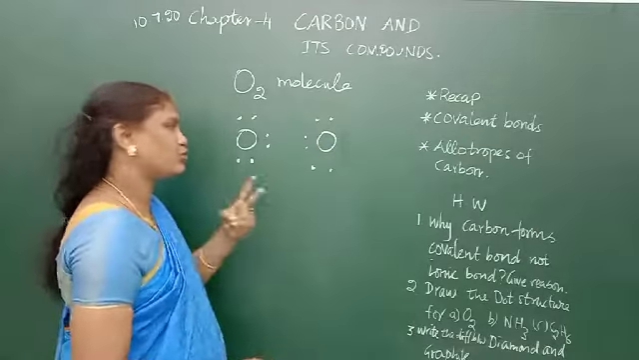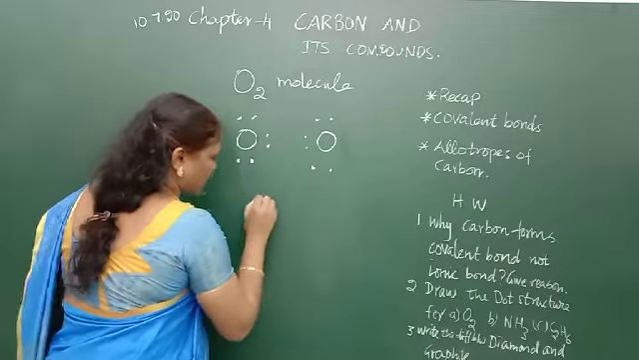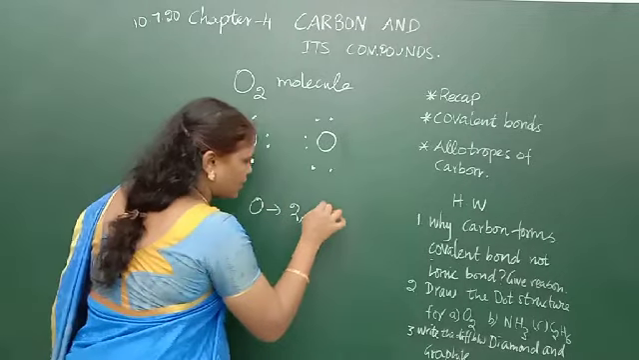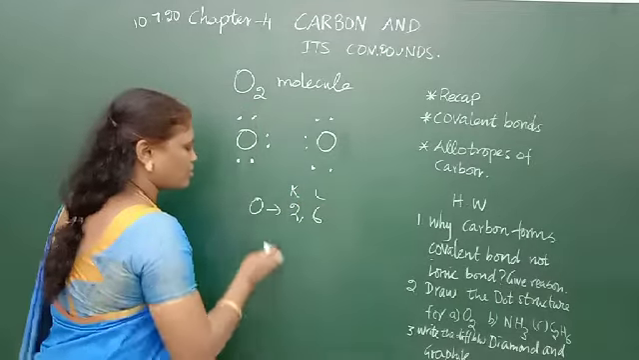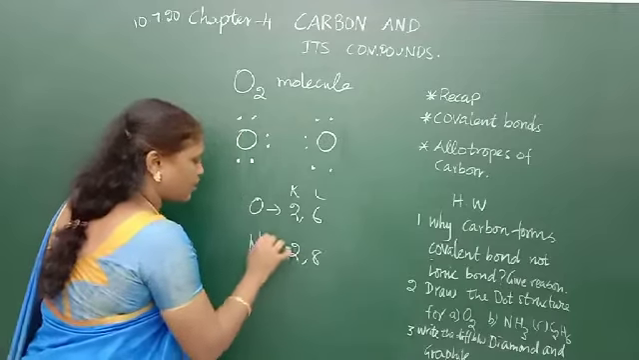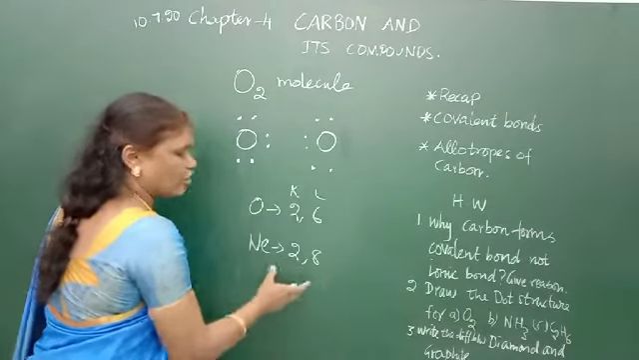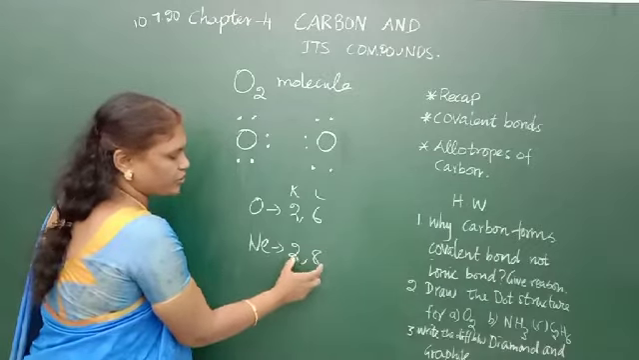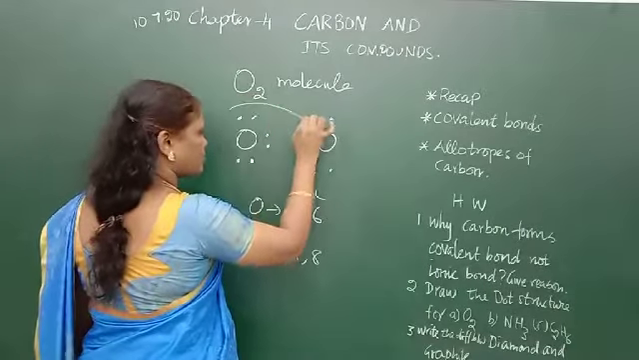It needs 2 more electrons to become like a neon. So oxygen has the configuration 2,6. It needs 2 more electrons so that it becomes like 2,8 neon. In order to become like a noble gas, inert gas configuration, it needs 2 more electrons. So it will be sharing its 2 electrons.